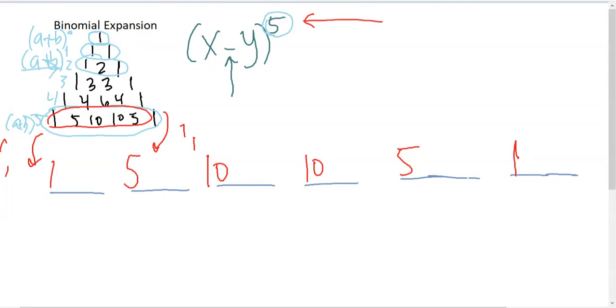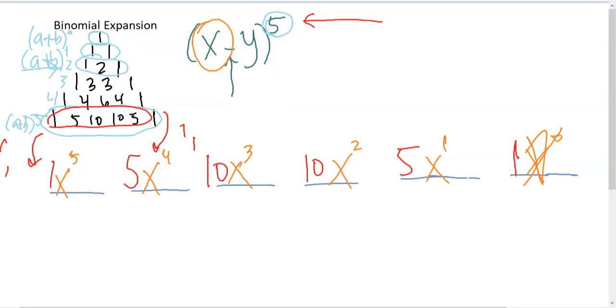So now that we have our numbers written down, we can look at our first term, which is going to be x. Like the previous video, we're going to give an x to each line. And we know that for the first term, we're going to start from 5 and go all the way down to 0. So we're going to go 5, 4, x to the third, x to the second, x to the first, and x to the 0. And we know that anything raised to the power of 0 is just 1. So we can scratch that out.